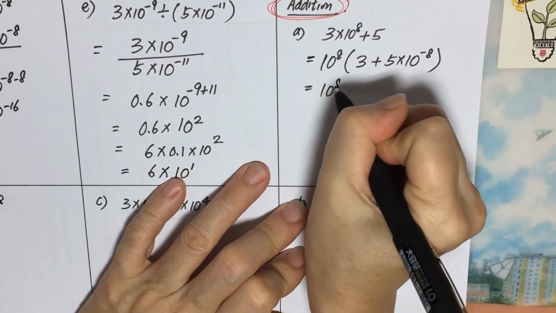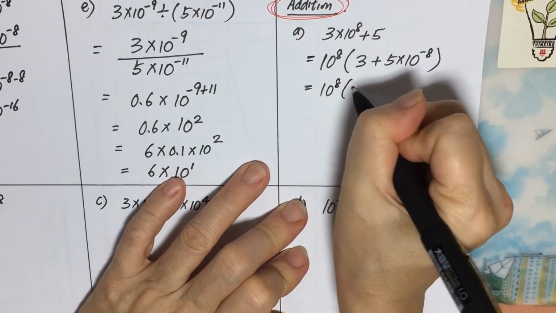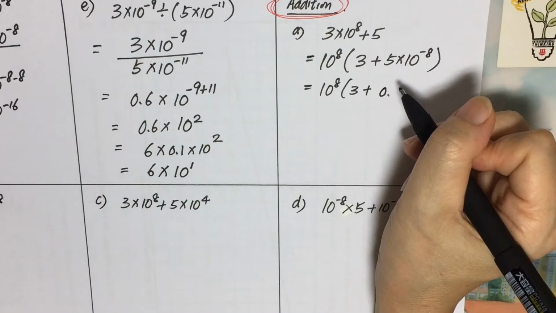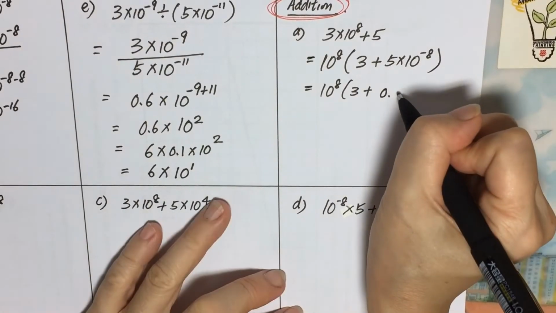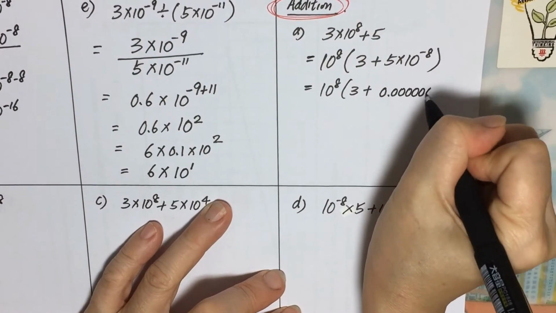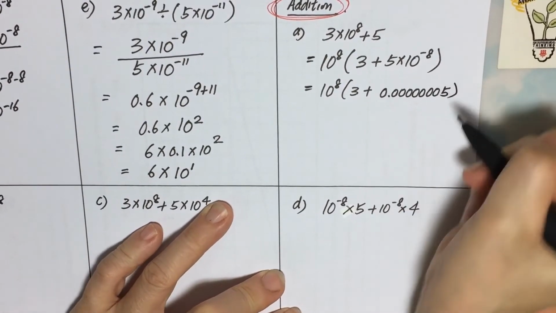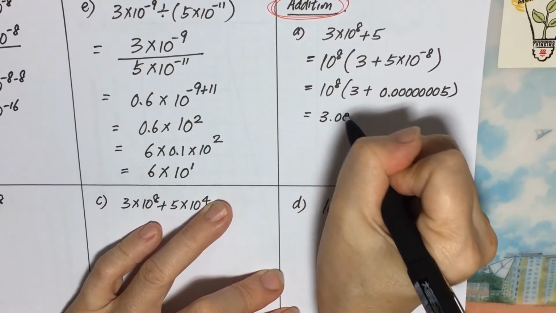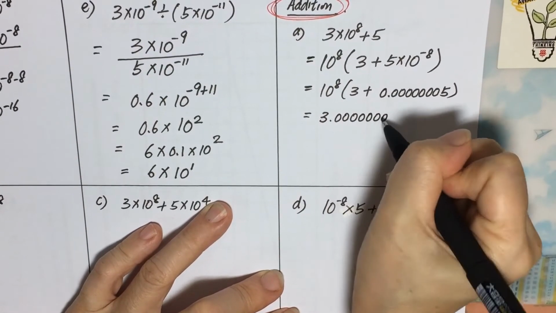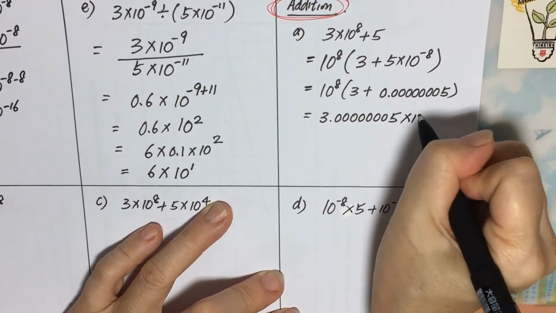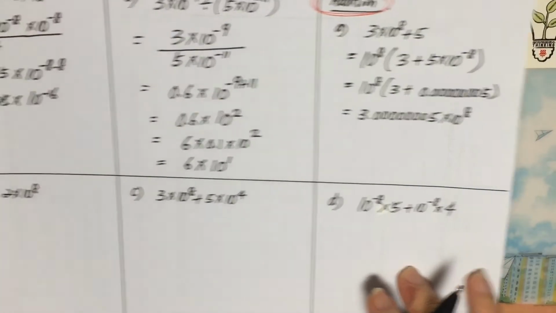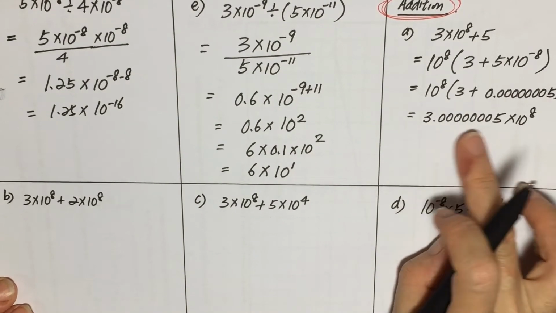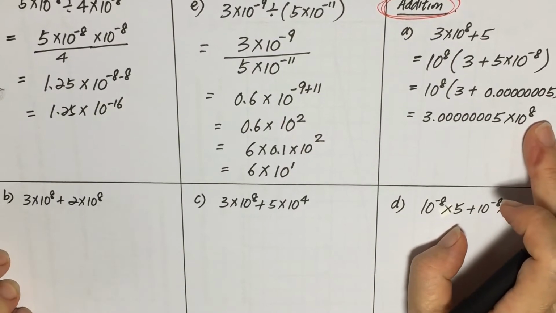And then this 10 to the power of negative 8 times 5 is equal to 0.00000005, 1, 2, 3, 4, 5, 6, 7, and then 5. And so 3 plus this will be 3.00000005, 1, 2, 3, 4, 5, 6, 7, 5 times 10 to the power of 8. Okay, so this is the standard form. This number is between 1 and 10, and then this one is 10 to the power of 8.